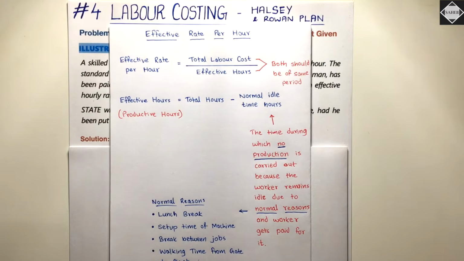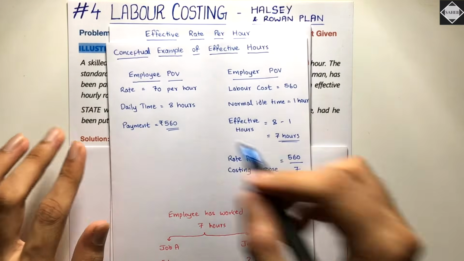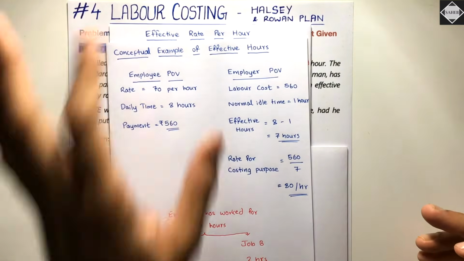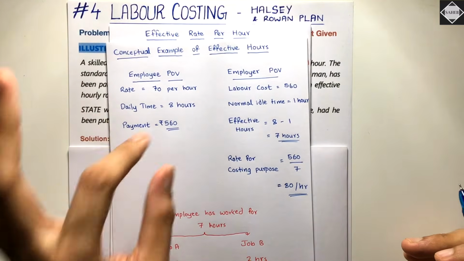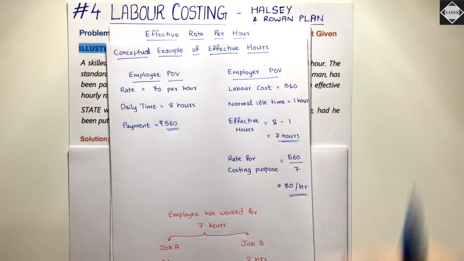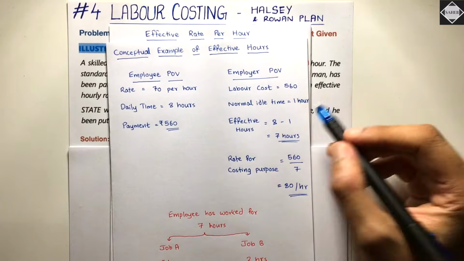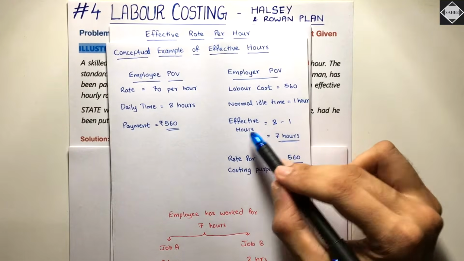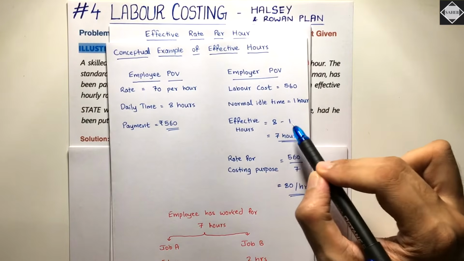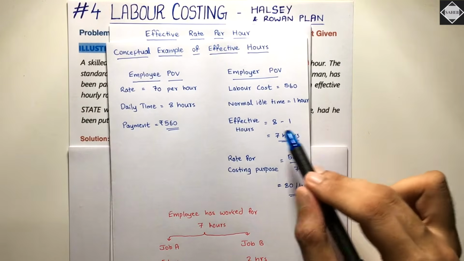Okay, let's just understand this example. I have written this example. See here, conceptual example of effective hours, employee's point of view, which I just explained to you orally, right? I have written it over here. See here, rate is equal to 70 per hour, daily time 8 hours, payment 560. Yeah, employee is getting this 560 rupees. Now from the employer's point of view, labor cost is how much? 560. Normal idle time, we assumed it 1 hour, isn't it? And then effective hours is what? 8 minus 1. 8 hours minus 1 idle time, that's equal to 7 hours. Normal idle time, okay? So 7 hours are the effective hours.